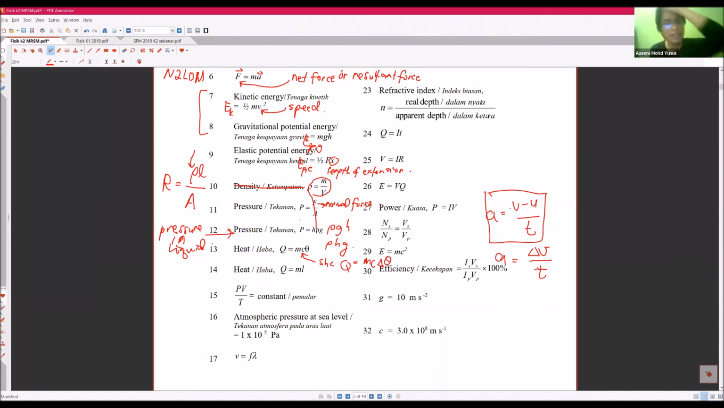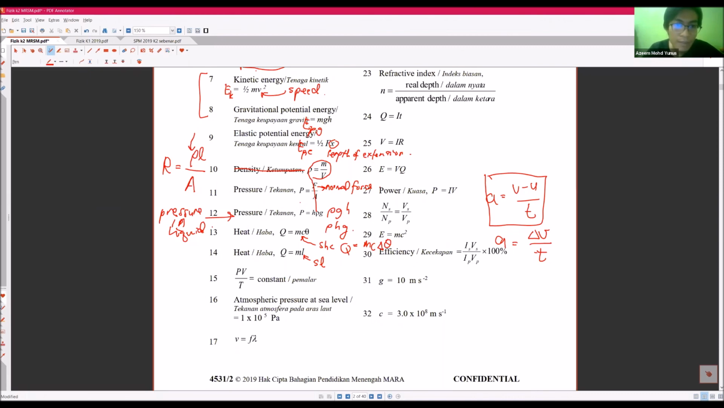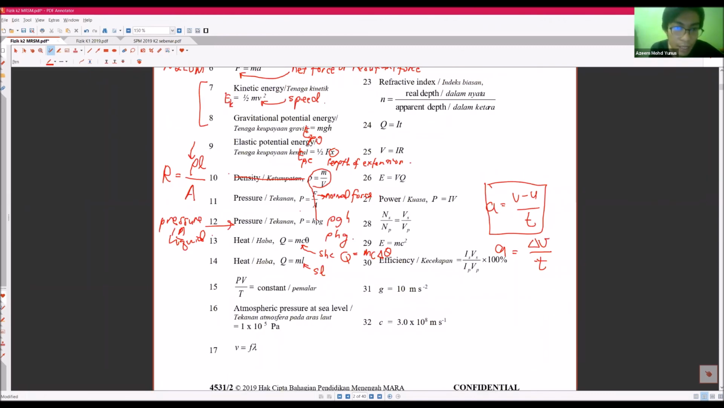But in the new format, they still keep the notation as this, where v is the final and u is the initial velocity. So you don't need to get a headache memorizing either one. Here again, m c theta is the old format and m c delta theta is the new SPM. Then Q equals m L, where L is still the same symbol, the specific latent heat of vaporization. Make sure you know which one to use, at which condition, at which question.